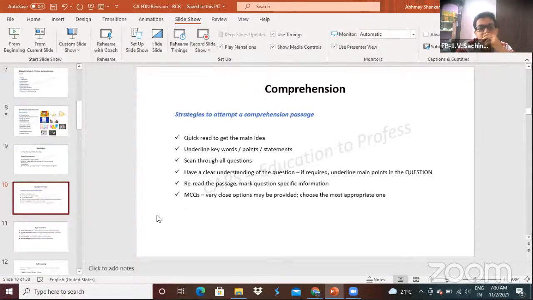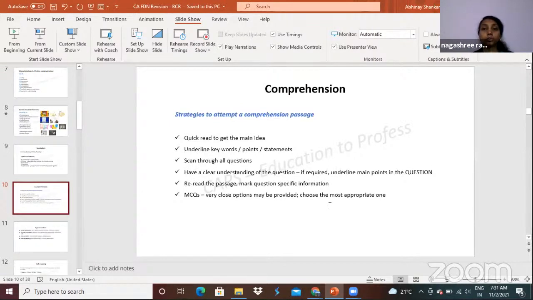Reread the passage. Mark questions. Specific information. MCQs where very close options may be provided. Choose the most appropriate one. Yes. So the key is just read it. Just read the comprehension roughly.